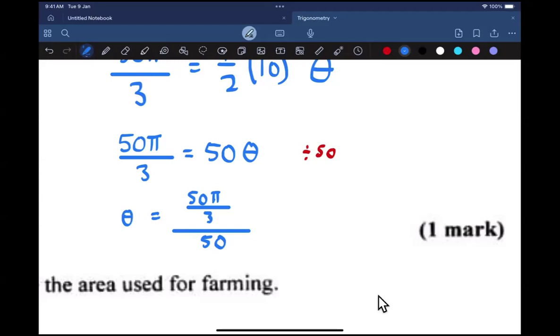I see a third pi. A third pi is the same thing as pi over 3, right? So theta is equal to a third pi radians, or you could say pi over 3 radians. Do you understand why a third pi is the same thing as pi over 3?